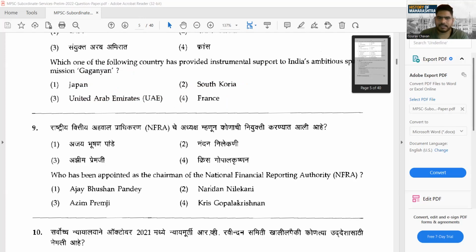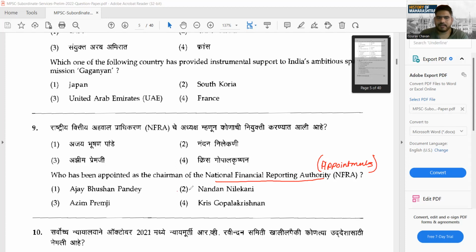Next, who has been appointed as the chairman of National Financial Reporting Agency, NFRA? Okay, now see guys, in such type of question, generally what you should do is, these are called person specific questions. Okay, 2 to 3 questions I told you. So what you should do at the end, you should just see all the appointments made in a particular year. Okay, so one question would be there for sure in every examination. Okay, so who was appointed as the chairman of National Financial Reporting Agency?